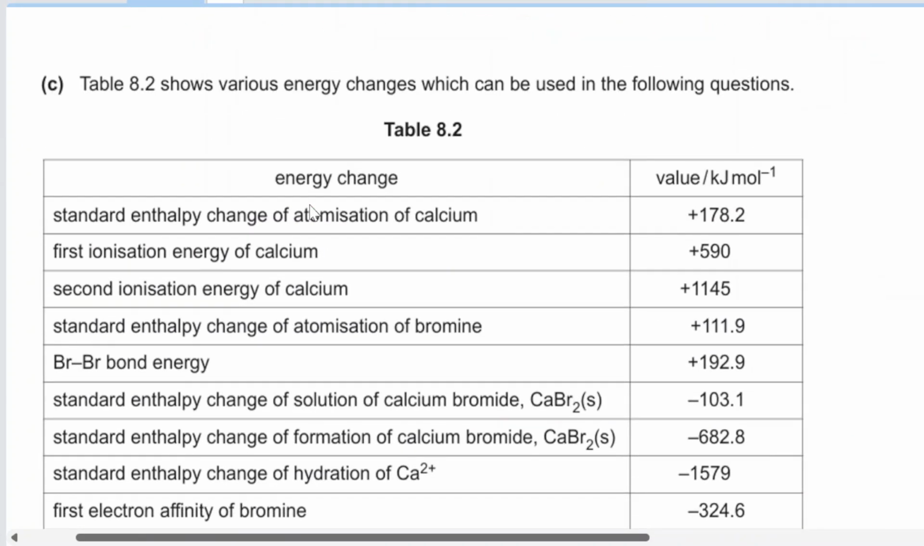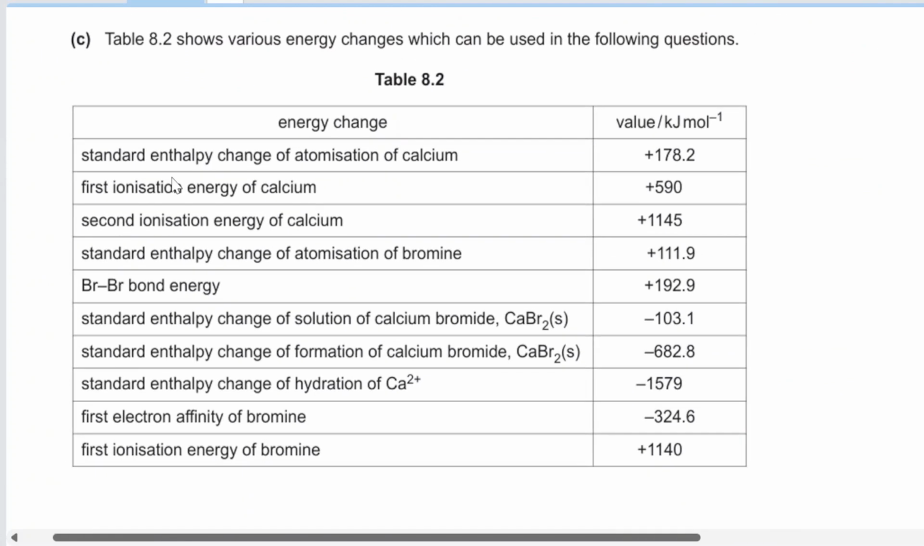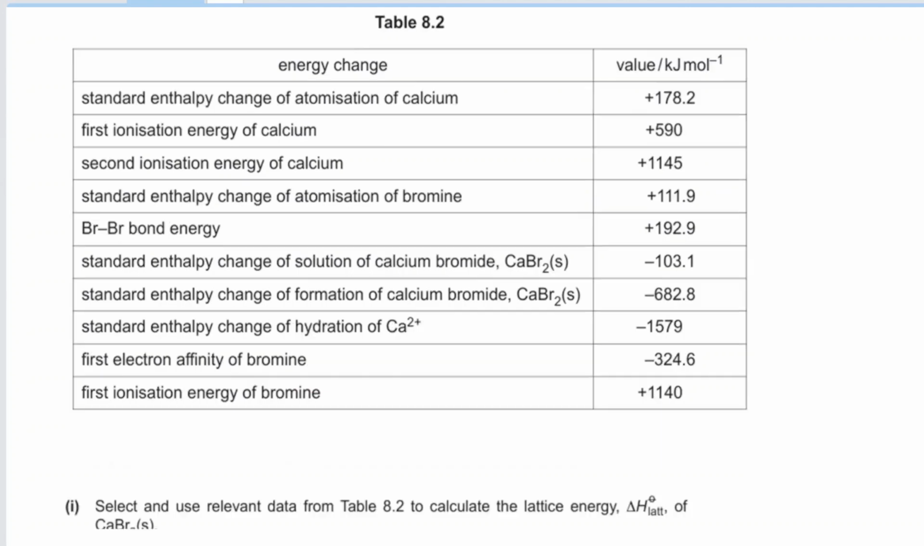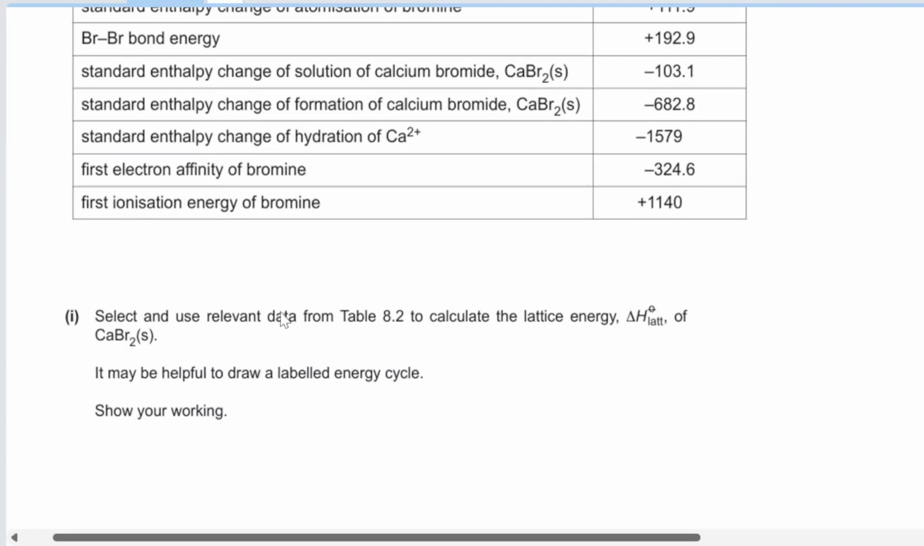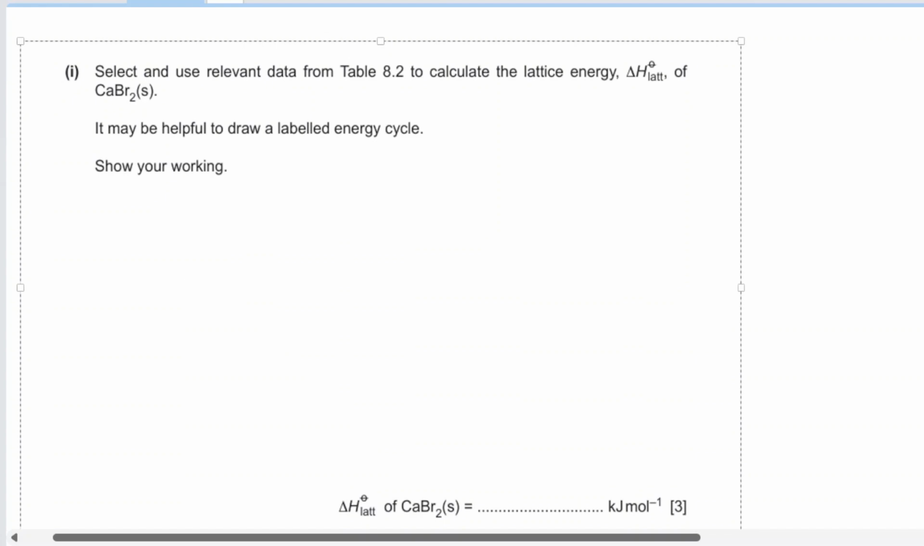Table 8.2 shows various energy changes which can be used in the following questions. So we have a ton of energy changes over here. We have the enthalpy change of atomization, ionization, enthalpy change of atomization again, the bond energy, enthalpy change of solution, formation, hydration, and electron affinities. Select and use relevant data to calculate the lattice energy of CaBr2. It may be helpful to draw a labeled energy cycle and show your work.